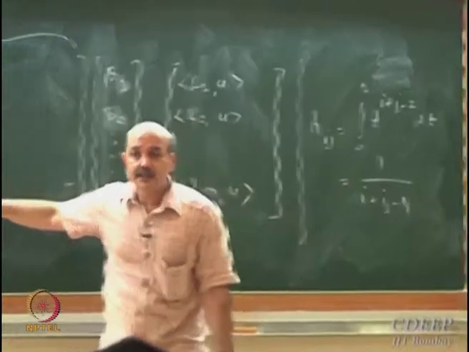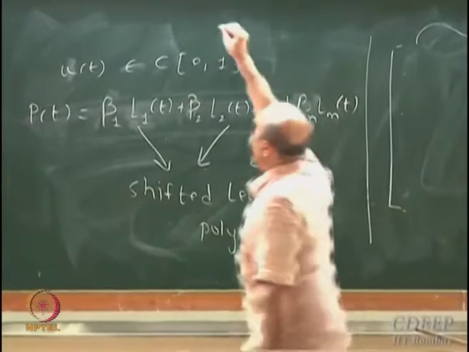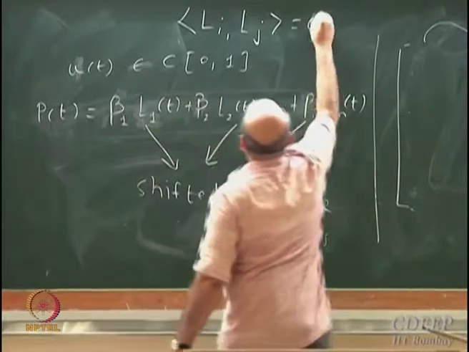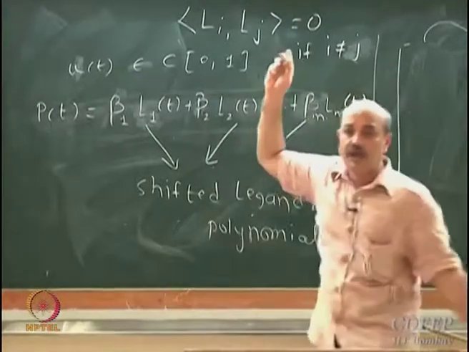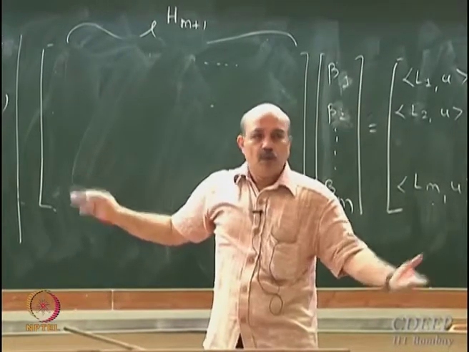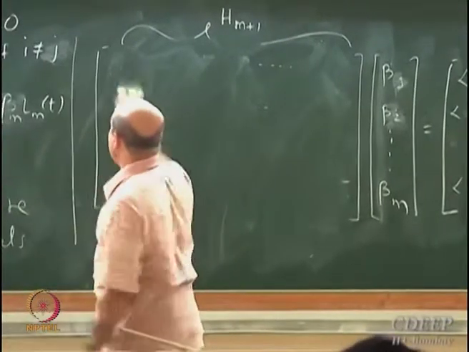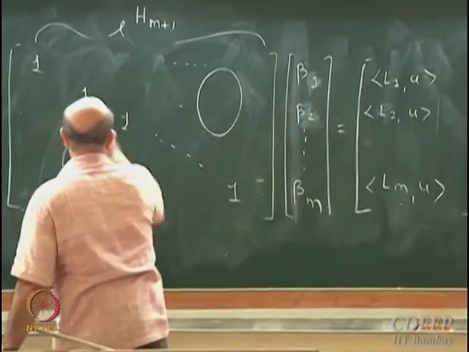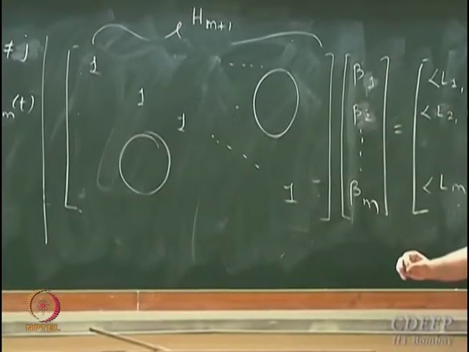Now what about this matrix? What we know is that for shifted Legendre polynomials, okay, inner product of Li Lj is equal to 0 if i is not equal to j. What will happen to off diagonal elements? 0. What will be the diagonal elements? If I take orthonormal, 1. Okay, this will be just 1, 1, 1, 1. This will be a 0 here. This will be a 0 here. Right? I don't have problem of.